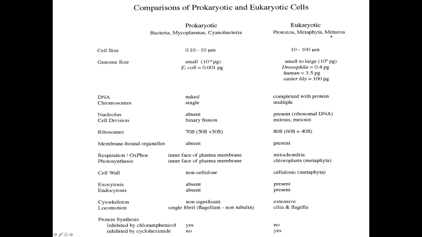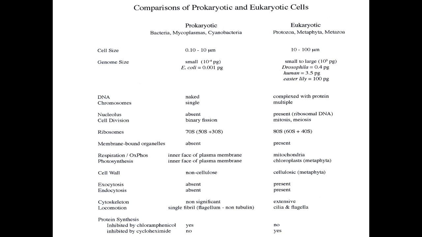or multicellular animal cells. Cell size, obviously eukaryotic cells are generally larger than prokaryotic cells. The genome size is usually larger in eukaryotic cells as compared to prokaryotic cells, but be careful here. Genome size doesn't necessarily relate to complexity of an organism. For example, Drosophila has about 4 picograms of DNA. Humans have about 3.5 picograms of DNA.